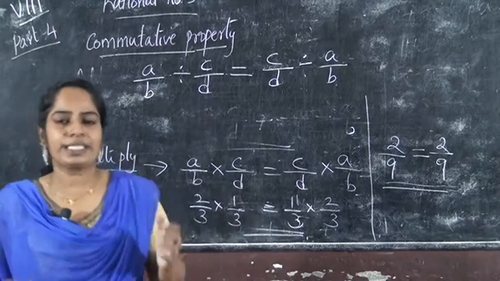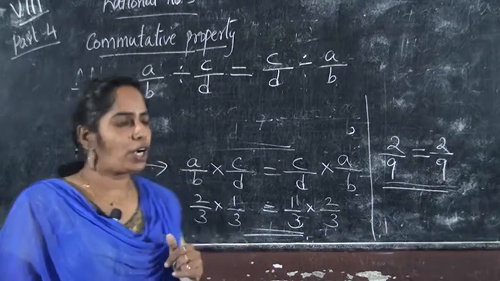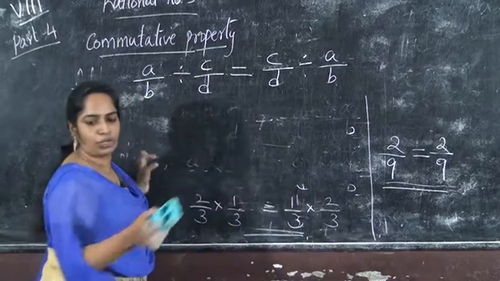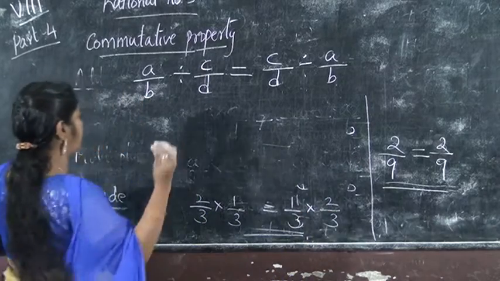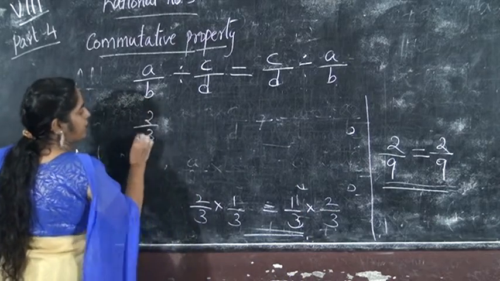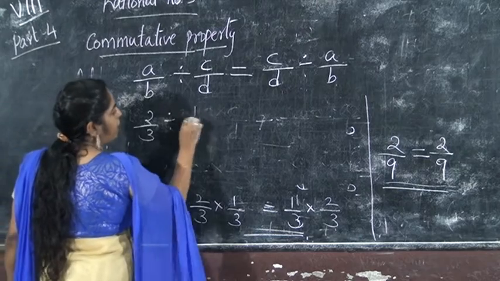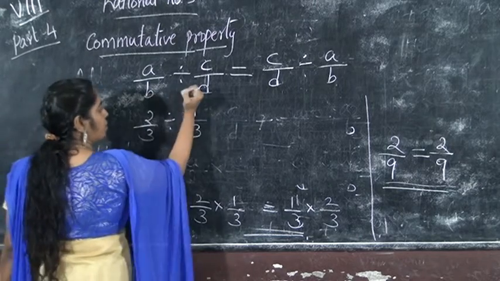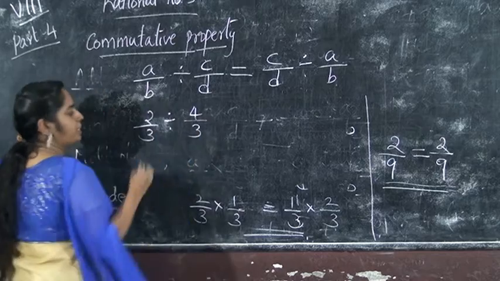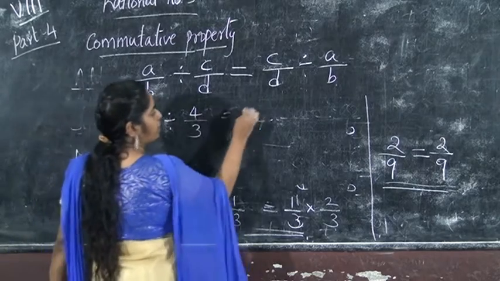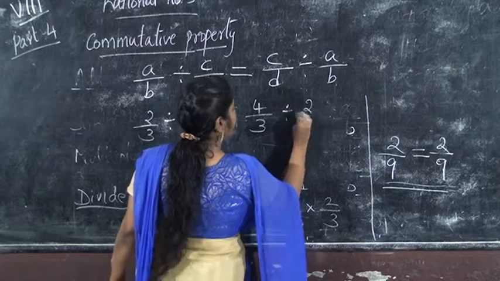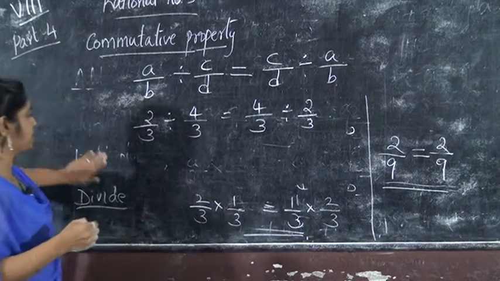Just by looking we can understand that it is not applicable, but we can find out whether it is applicable or not by using one example. If we take 2 by 3 divided by 1 by 3, okay, again the same example, or if you want to change, you can take 2 by 3 divided by 4 by 3 is equal to 4 by 3 divided by 2 by 3. We are taking like this for division.